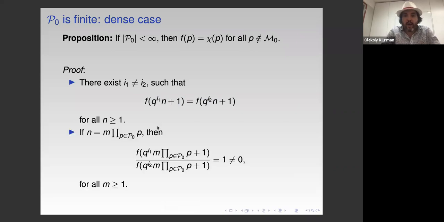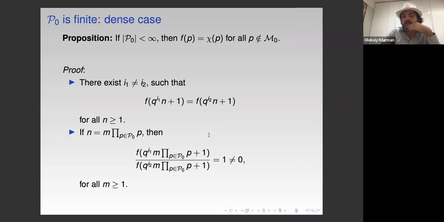Beautiful. Now let me take n to be a multiple of all primes for which f is 0, and evaluate it at this multiple of all primes. Then the denominator is not 0, because I'm not divisible by any of the primes in P naught. And then this is just 1, because the quotient is 1.